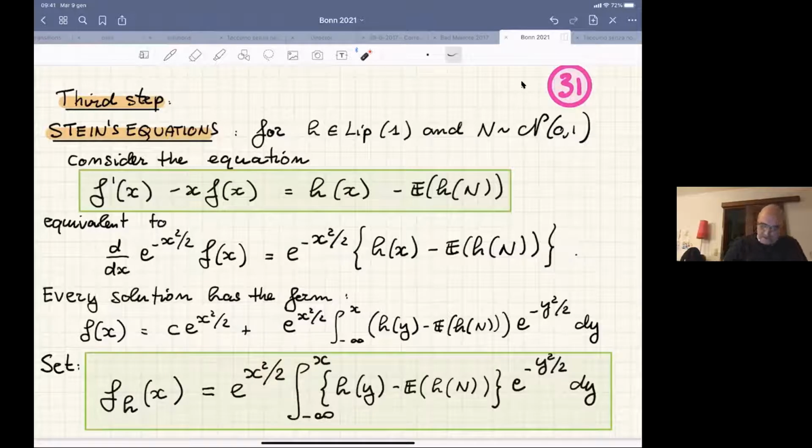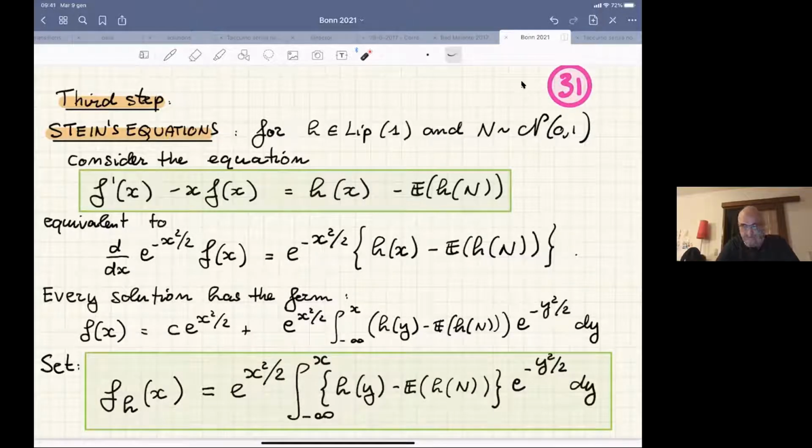So the canonical solution of the Stein equation associated with the test function h is this function, f_h of x, which is therefore the exponential of x squared over 2, times the integral from minus infinity to x of h(y) minus the expectation of h(N), times exponential of minus y squared over 2, integrated in dy.